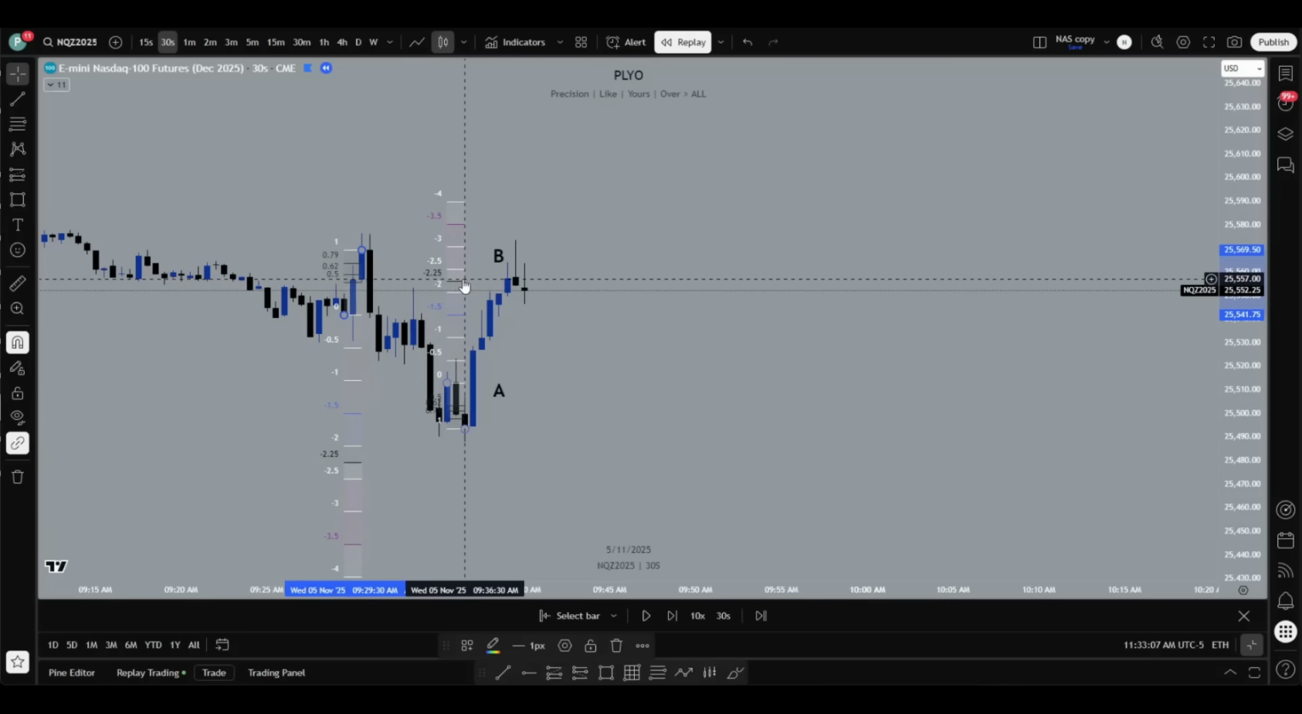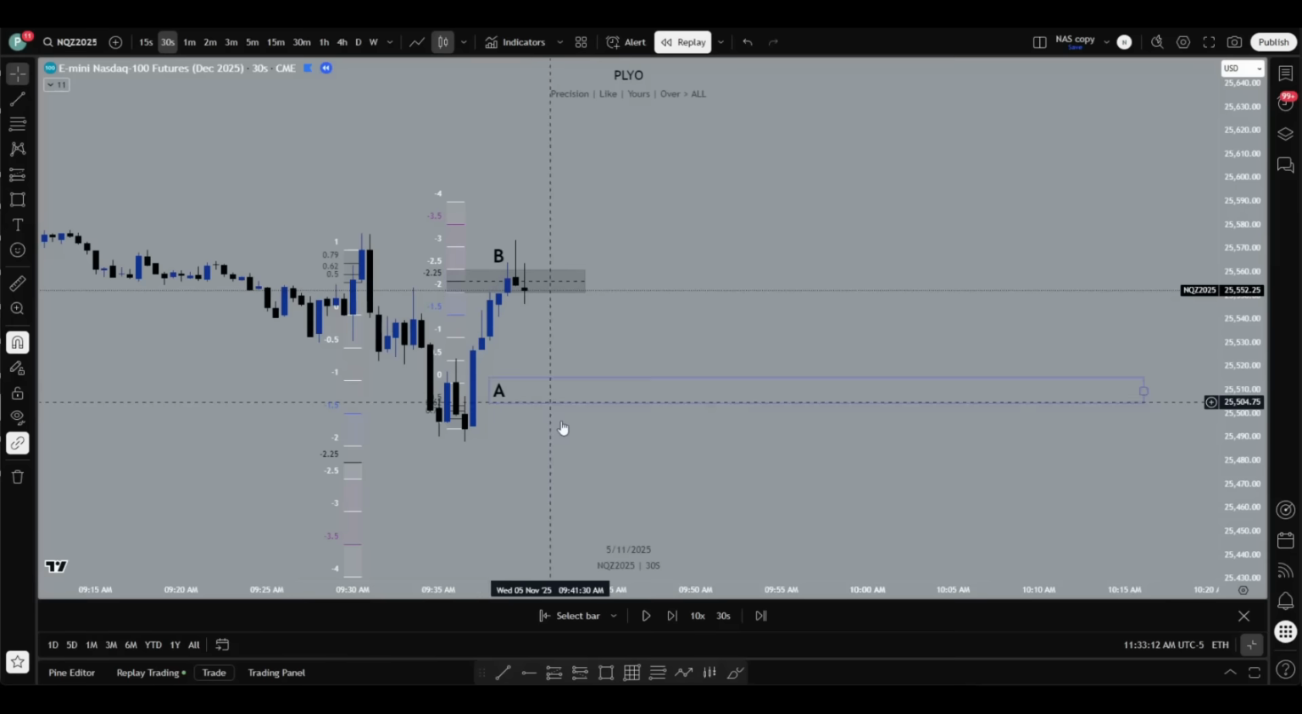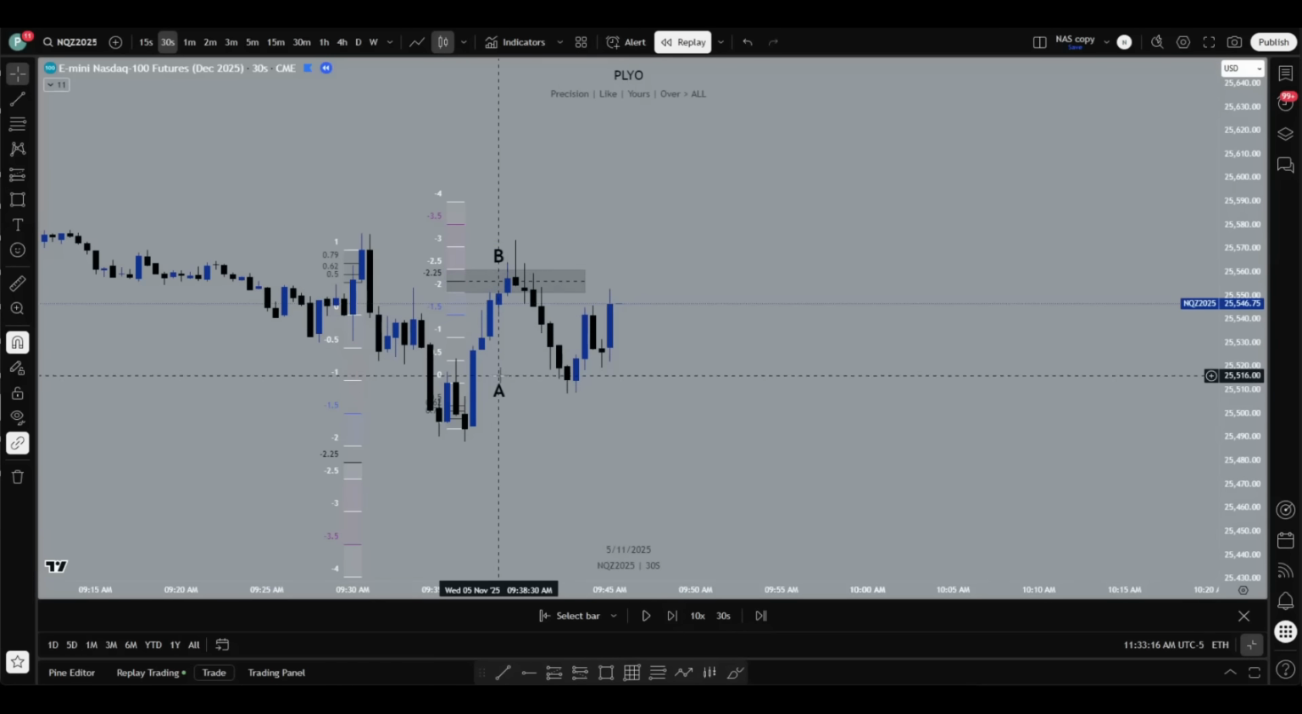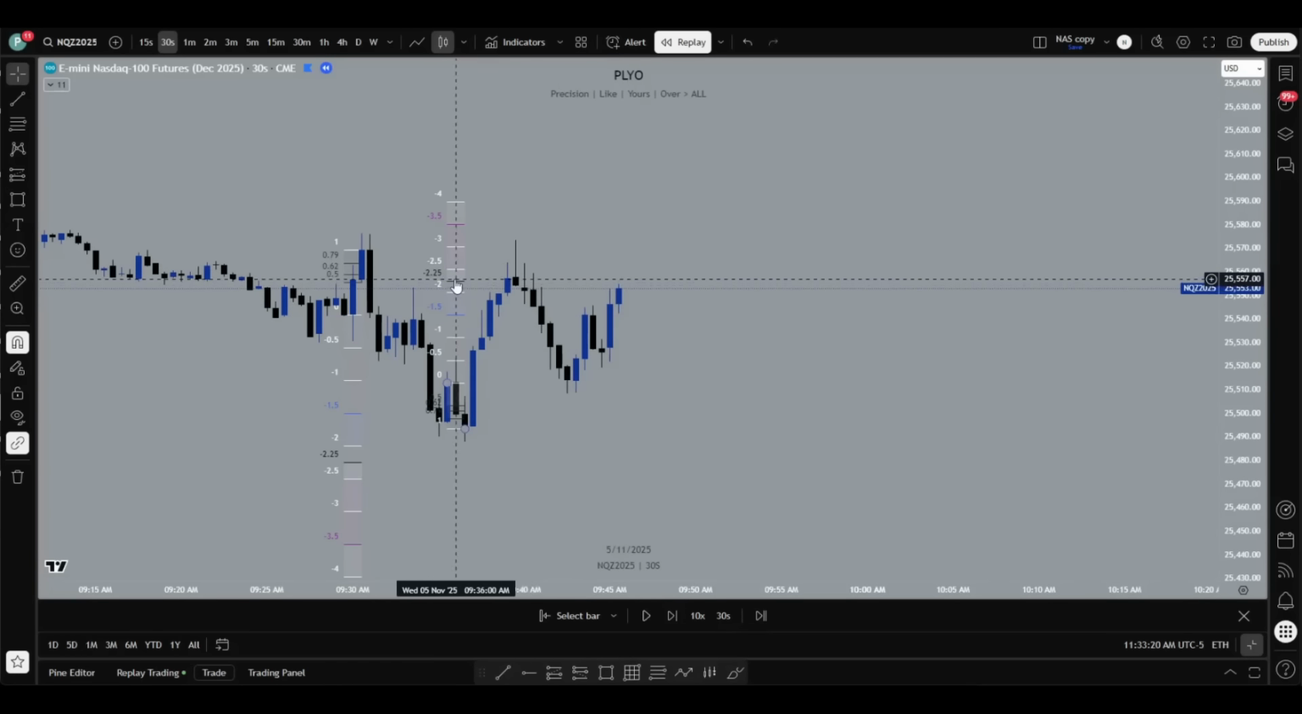Now, this one right here, we do get to -2, and we stop here. We'll talk about why that is in a second. And then we basically come back down. Now, what this is, you can see when we come down, we have nothing but bearish candles.